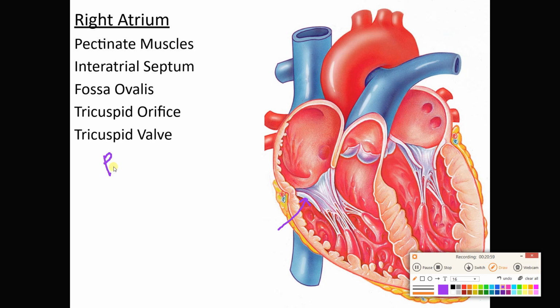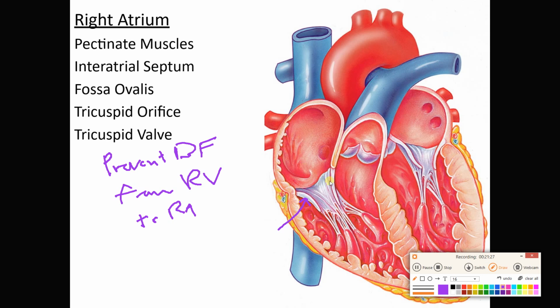Valves, their job is always to prevent backflow of blood. Valves prevent backflow. I'm abbreviating BF for backflow. Don't do that in your test. So valves prevent backflow. In this case, preventing backflow from the right ventricle to the right atrium. So there's my tricuspid valve. We'll talk more about it in a moment when we get on to the ventricle.